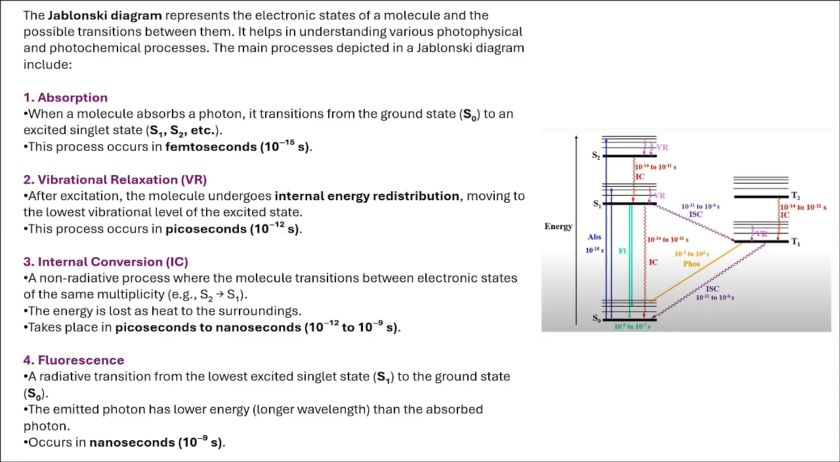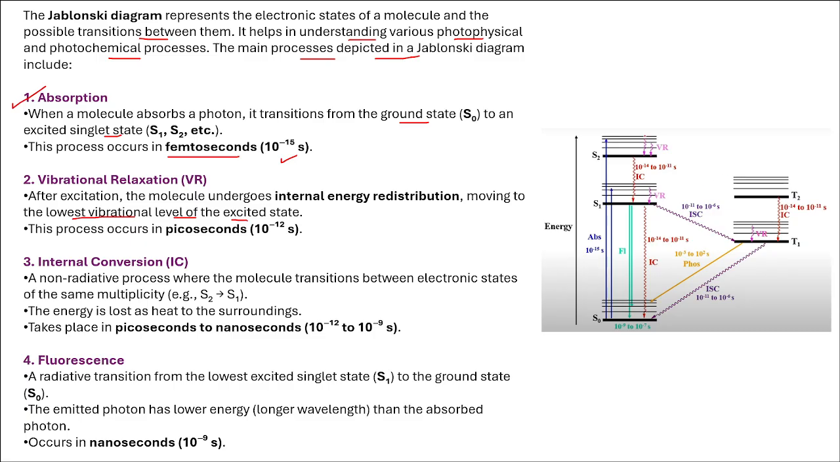The Jablonski diagram represents the electronic states of a molecule and the possible transitions between them. It helps in understanding various photophysical and photochemical processes. The main processes depicted include the first one that we studied, absorption. The molecule absorbs energy and goes to either the S1 or S2 excited state, transitioning from the ground state to an excited singlet state. This process occurs in femtoseconds, 10 to the power minus 15 seconds, so it happens very quickly. After excitation, the molecule undergoes internal energy redistribution, moving to the lowest vibrational level of the excited state.